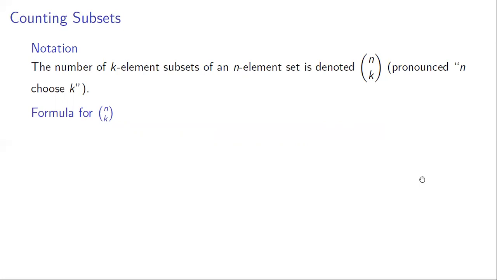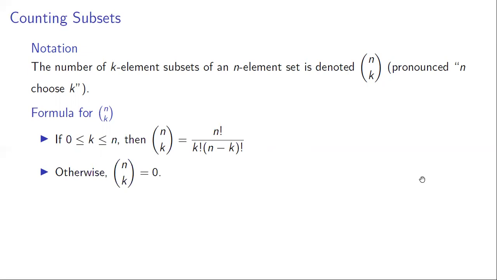Here's a formula for n choose k. I'm not going to give the justification for it, but the book does, and you can look in the book if you want to know the justification. But here, I'll just give you the formula. If k is between 0 and n, then n choose k is equal to n factorial divided by k factorial times n minus k factorial. Otherwise, n choose k is 0. So suppose k is greater than n, then n choose k will be 0.